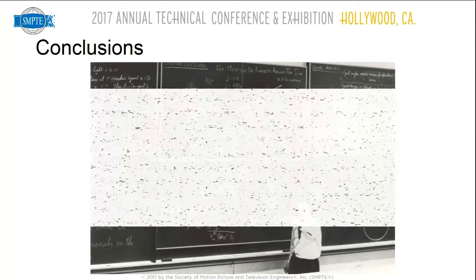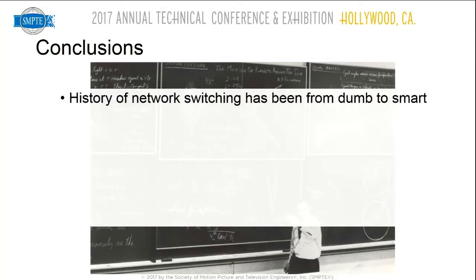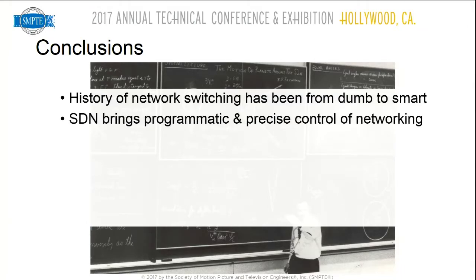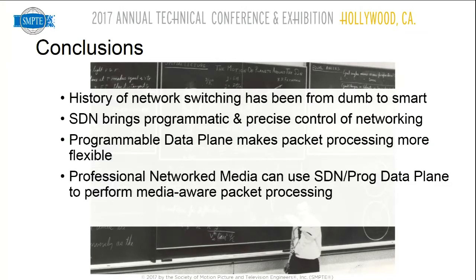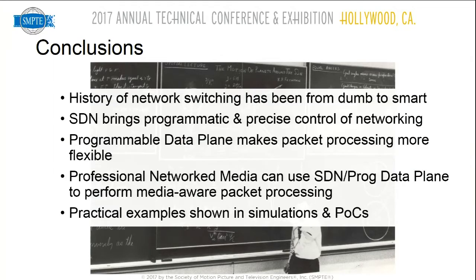So in conclusion, the history of network switching is really one which has been evolving from dumb networks to smarter networks. And while software-defined networking really brings us incredible programmatic and precise control of networking, it's limited in some ways, and programmable data plane makes that packet processing more flexible. And professional network media can use a combination of SDN and programmable data plane to perform media-aware packet processing. And we've been able to show these examples not only in software simulations, but also in real-world proofs of concept.